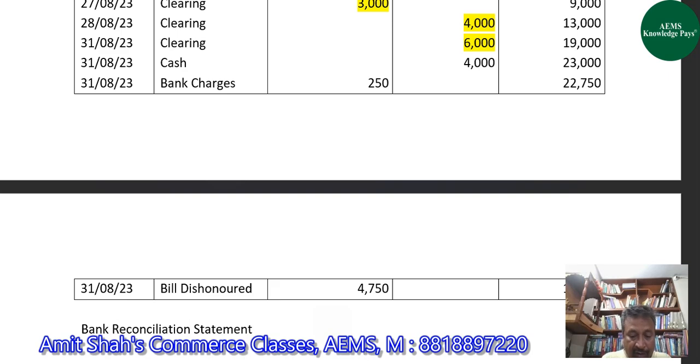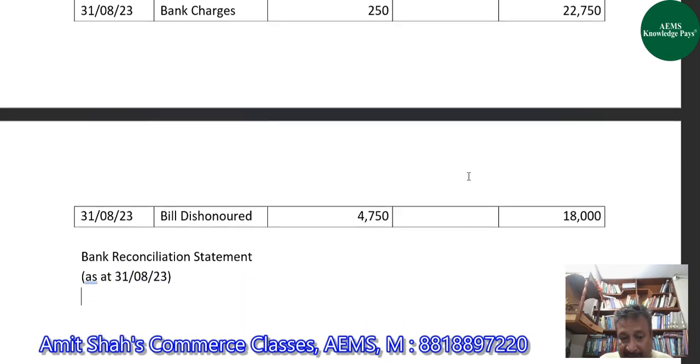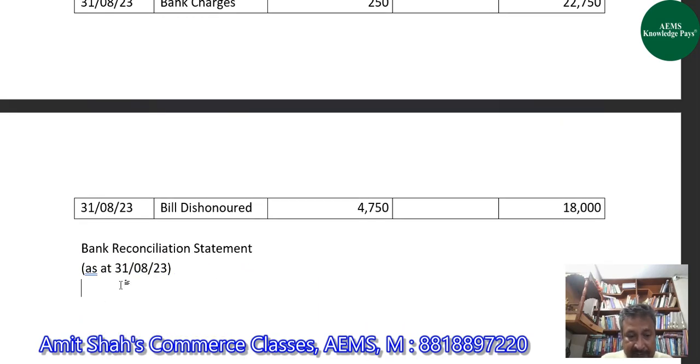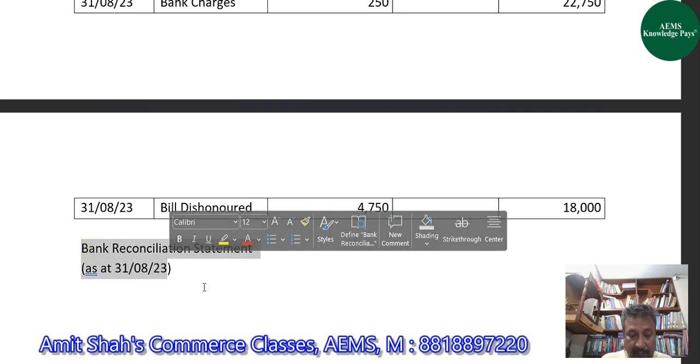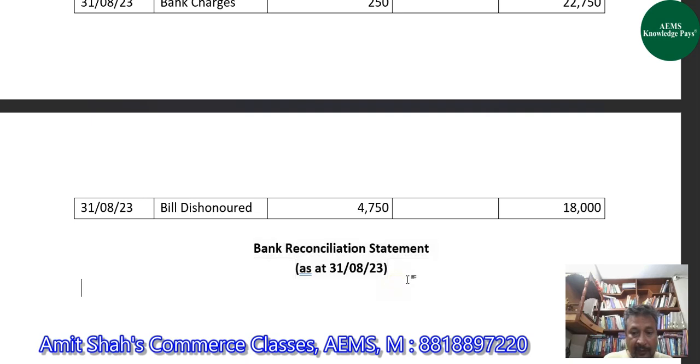Have you got me, guys, or not? Yes. I am asking all guys. Have you all understood this? Yes, sir. Good. And this is the format of bank reconciliation for academic purpose, guys.